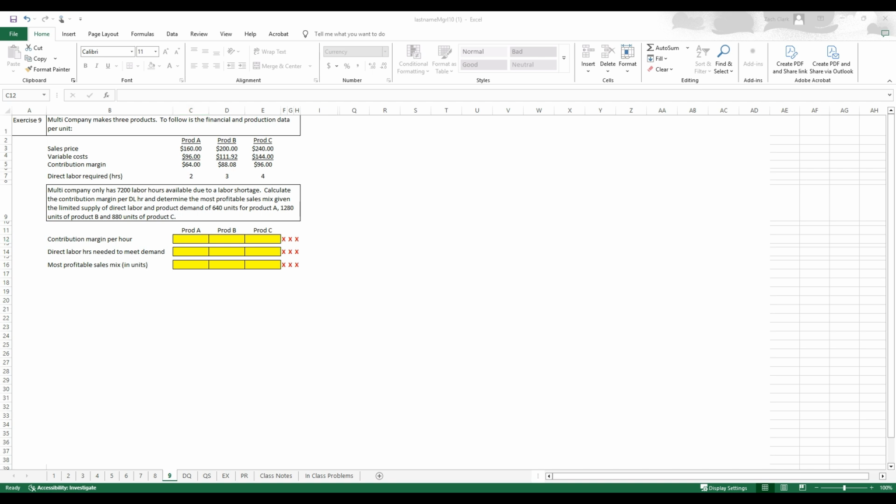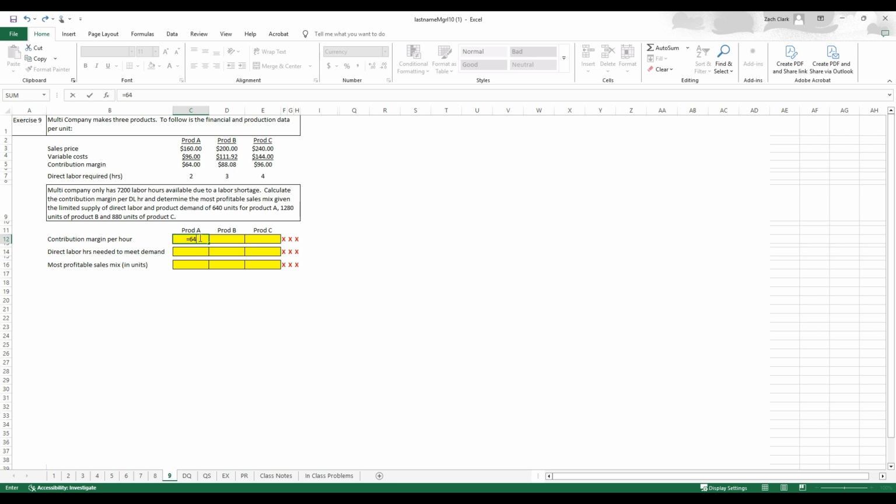All right, last one, exercise 9. So this company, multi-company, makes 3 products. To follow is the financial and production data. Okay, so again, we have a product mix problem. We have 7,200 labor hours due to a labor shortage. Okay, calculate the contribution margin per direct labor hour and determine the most profitable mix with a given demand of the different products. Okay, so we're going to follow the same logic we did before.